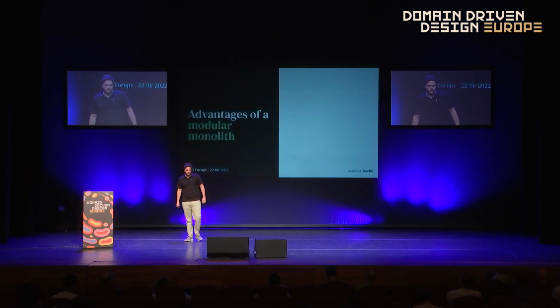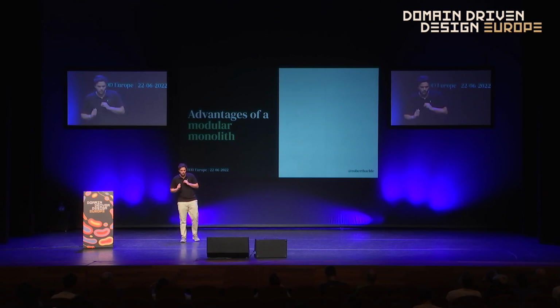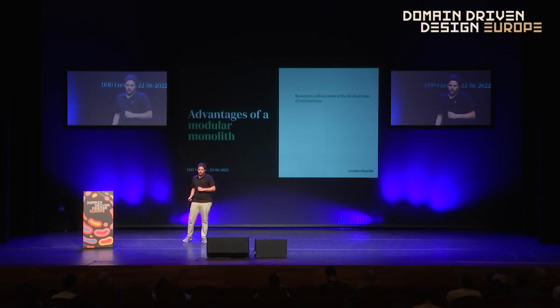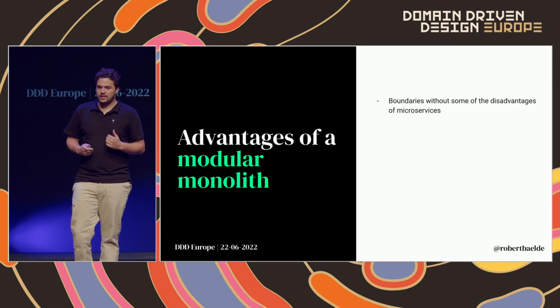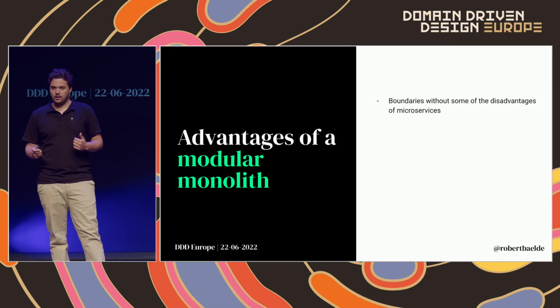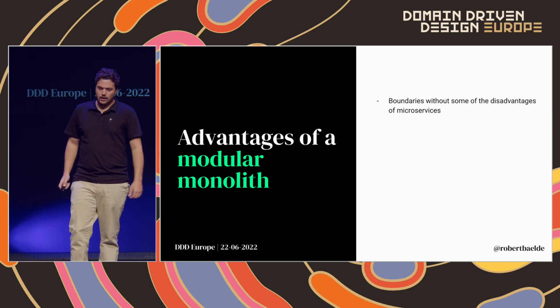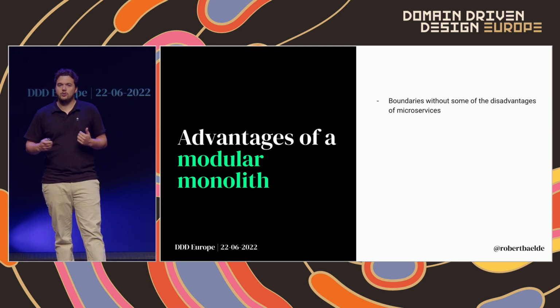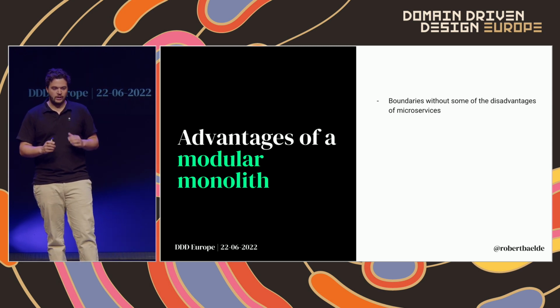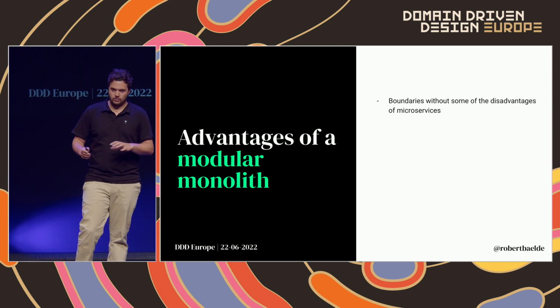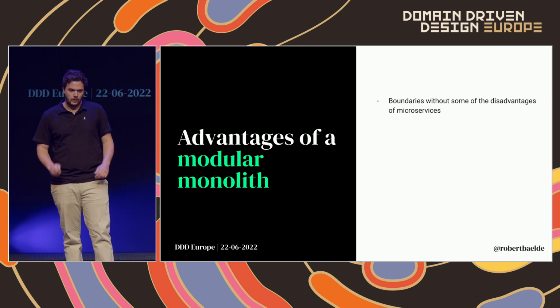What are the advantages of a modular monolith? First of all, it gives you the boundaries in a monolith without the disadvantages you have with your microservice system. So you don't have to add the complexity for your resilience, for your DevOps, stuff like that. You can get the boundaries without the rest of it.